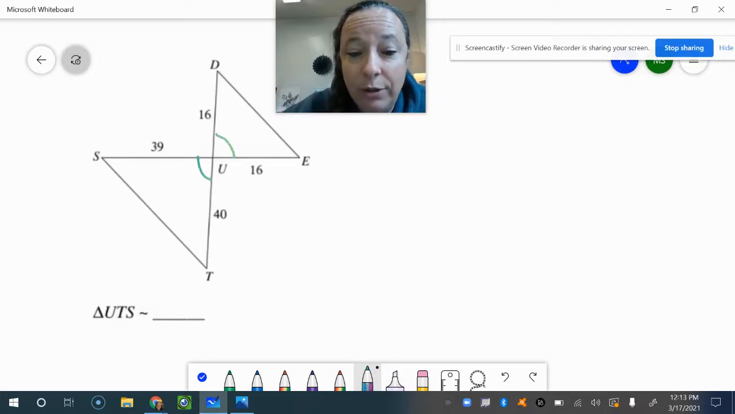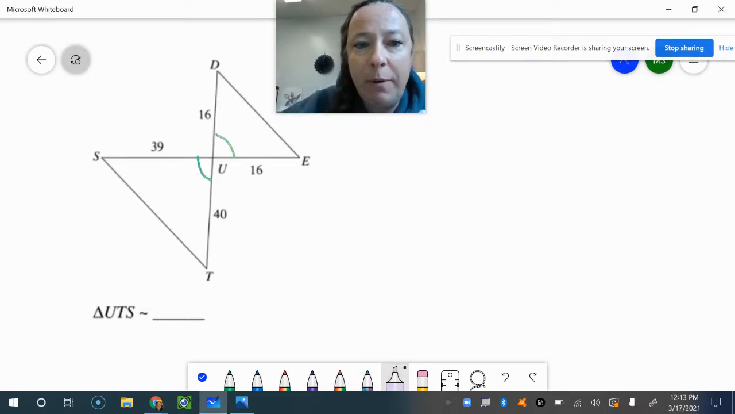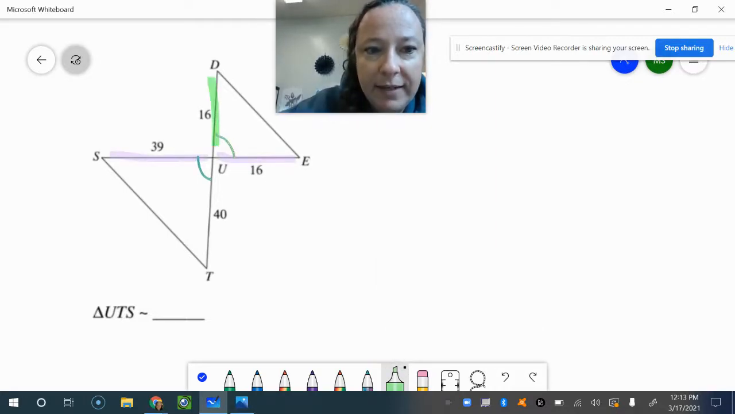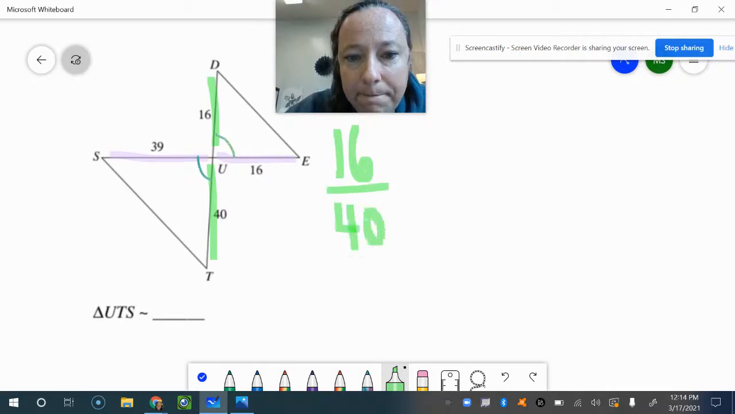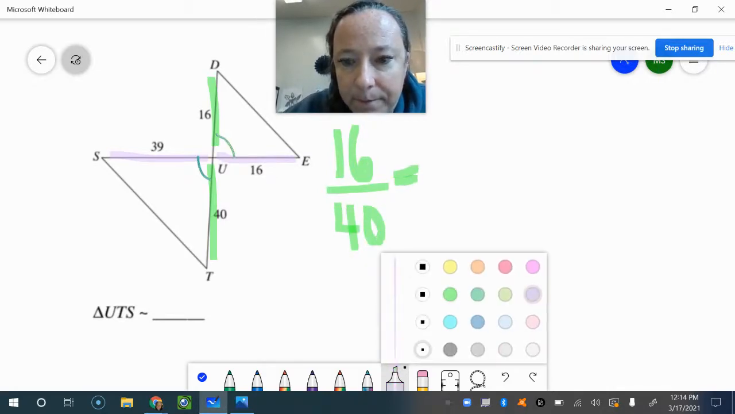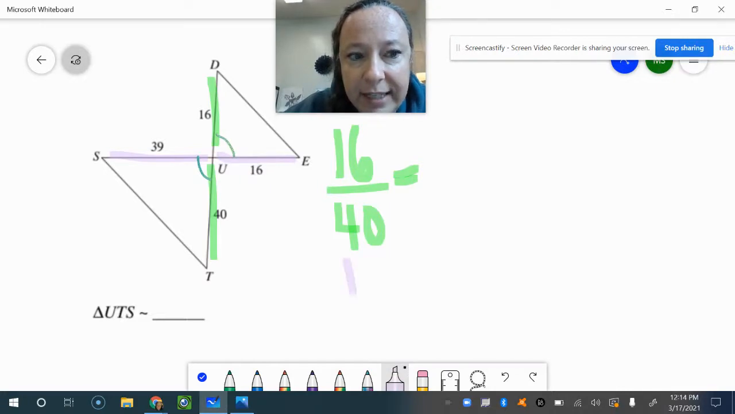Yes, we have the angles congruent, but we have to check for proportional sides. So I'm going to start with this one and this one, and this one and this one, just to check to see if they're proportional. And if I don't get the same number, I'm going to try the other way. And if it doesn't work, then they're not similar. So I'm going to try 16 to 40. And then I'm going to check. See, I have 16 to 40. So then I got to go 16 to 39.